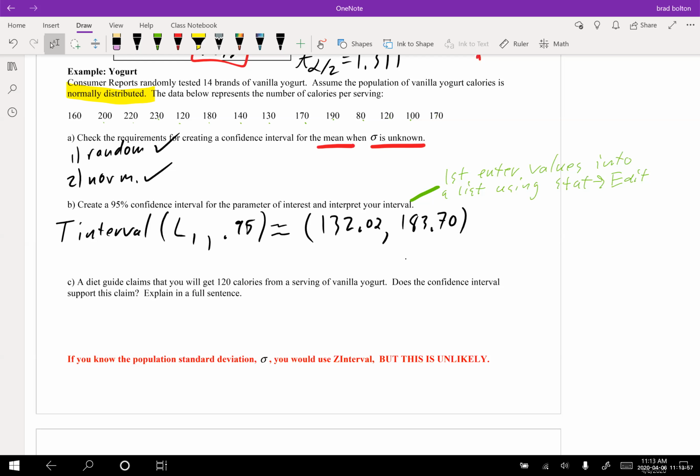calories. So according to our confidence interval, again, you guys, the mean of all vanilla yogurt is somewhere between 132 and 183 calories. We don't know for sure what it is, but we are 95% confident that the mean is somewhere in there. So I'm pretty sure that it's in there. So then a diet claims that you will get 120 calories from a serving of vanilla yogurt. Does this sound right according to our confidence interval?